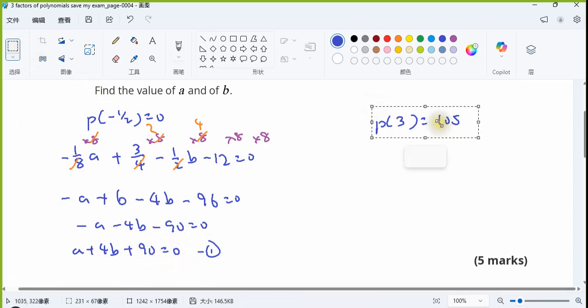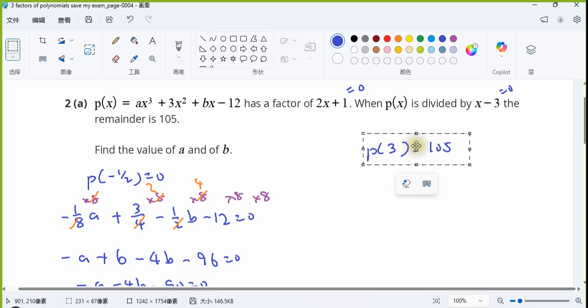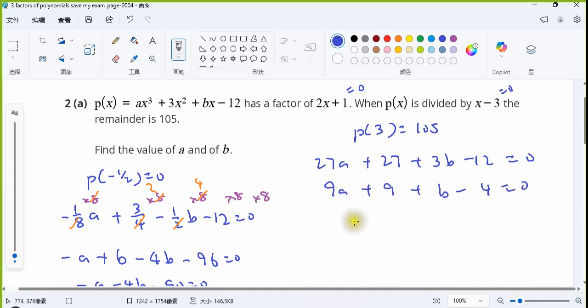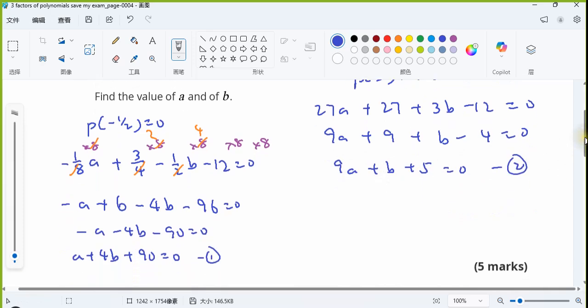So P3 equal to 105. So we substitute with 3 to the power of 3 is 27a. And then 27 plus 3b minus 12 equal to 0. All divided by 3. 9a plus 9 plus b minus 4 equal to 0. So 9a plus b plus 5 equal to 0 is the equation number 2.